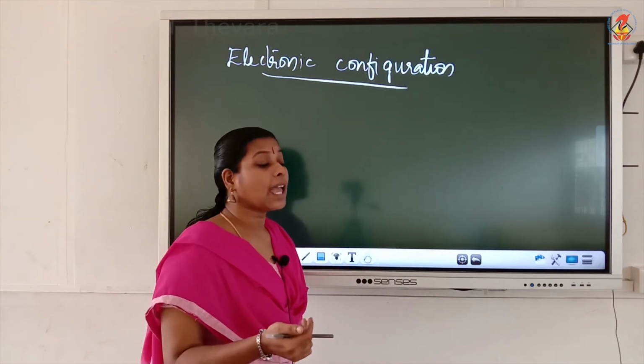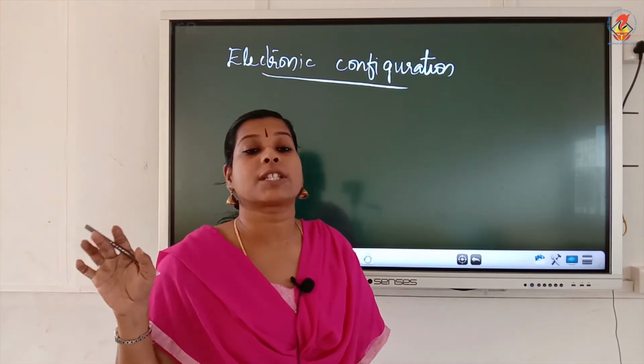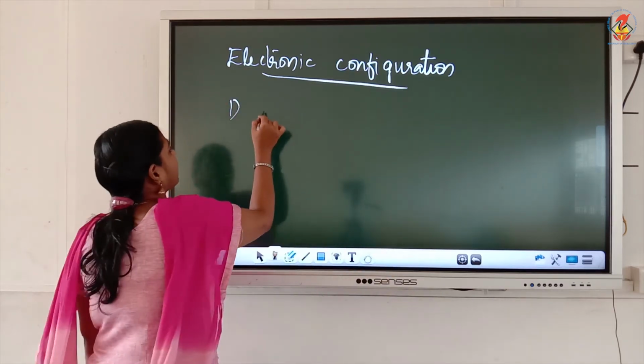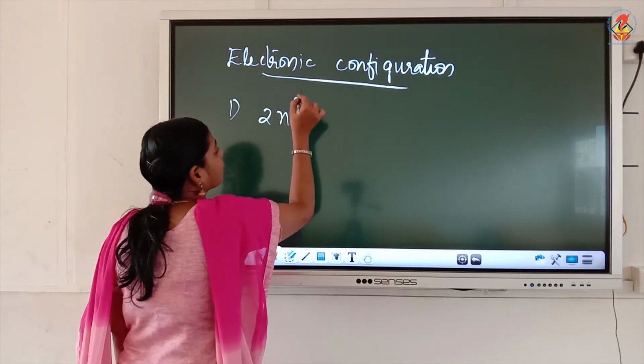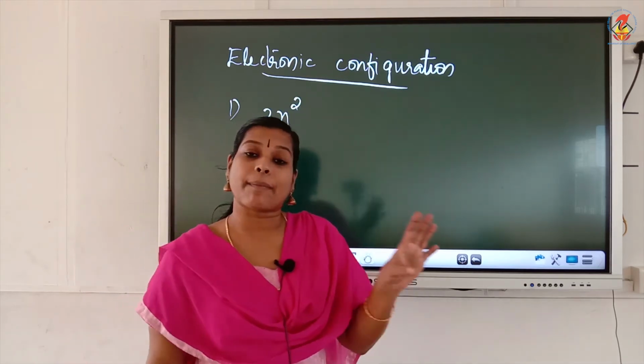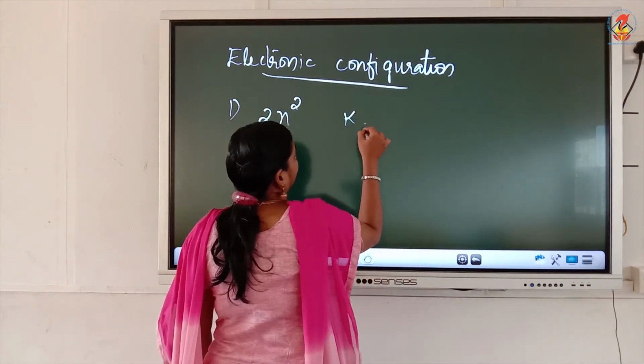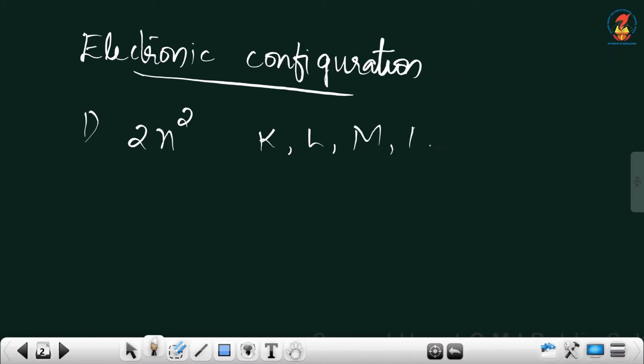First, the maximum number of electrons present in a shell is 2n square. That is the maximum capacity for a shell. We have seen that the shells are named K, L, M and so on. For the K shell, n is equal to 1. For the L shell, n is equal to 2, for the M shell, n is equal to 3, and for the N shell, n is equal to 4.